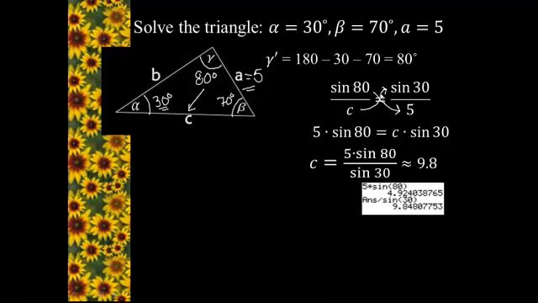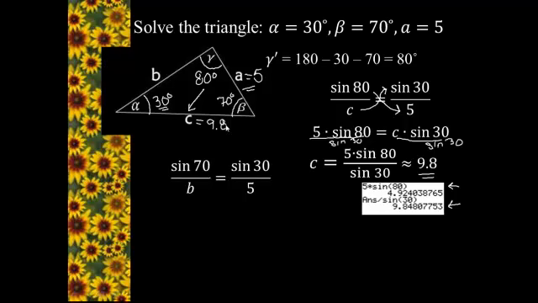To do that, we want to get C by itself. So what I did is just divided by the sine of 30 on both sides. When I solve this, I get approximately 9.8. From the calculator picture, you can see that I did the numerator first, then divided by the denominator. That gives us C equal to 9.8. The last one to find is side B.